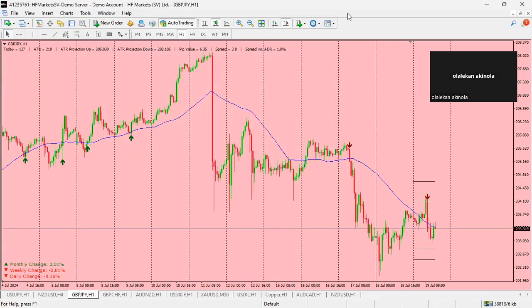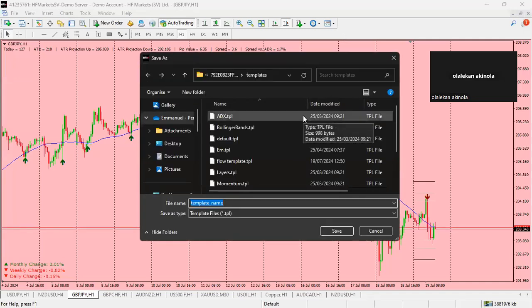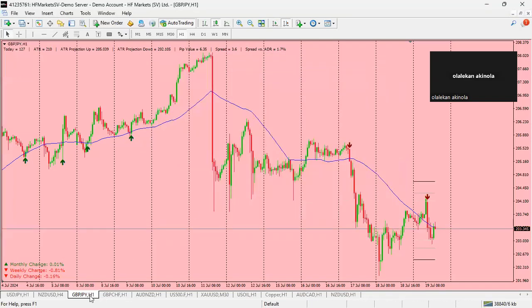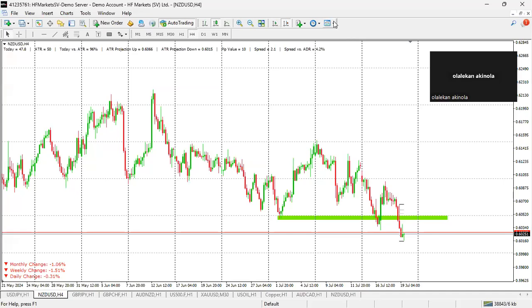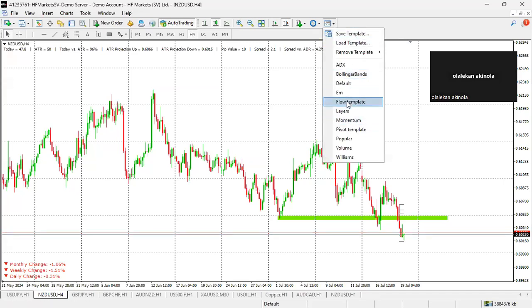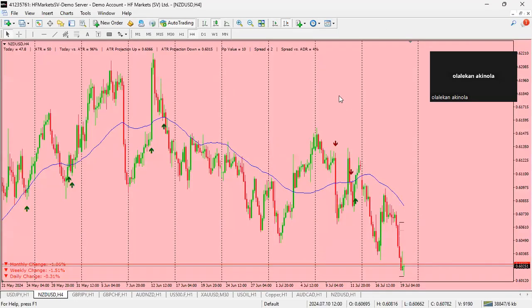When it loads, just go to Template, save it as a template, put in a name you want, either flow template, or you can also add your name, whichever one you want, save it. So every time you want to load it on an empty chart, it will be easier for you to do. Just go to an empty screen, load flow template. Immediately it switches the screen. So that's one way you can also do this.